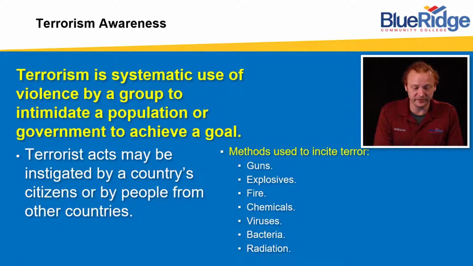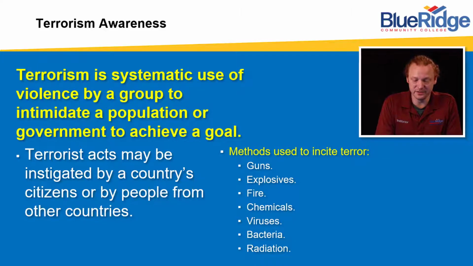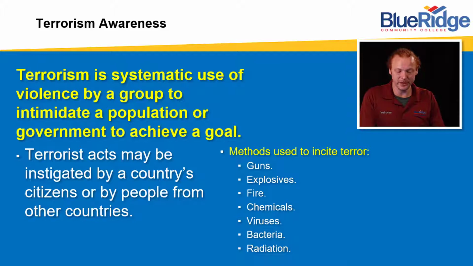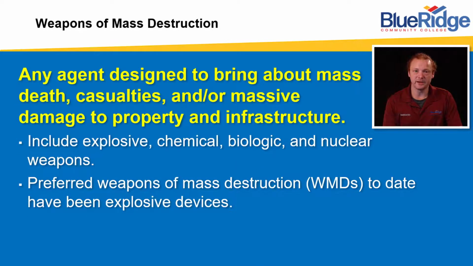Terrorism is a systematic use of violence by a group to intimidate a population or a government to achieve a goal. Terrorist acts may be instigated by a country's citizen or by people from other countries. Terrorists might use a wide variety of methods to incite terror, including use of guns, explosives, fires, chemicals, viruses, bacteria, and radiation. Agents used by terrorists are many of the same agents that produce hazards for emergency medical responders in everyday incidents and emergencies.